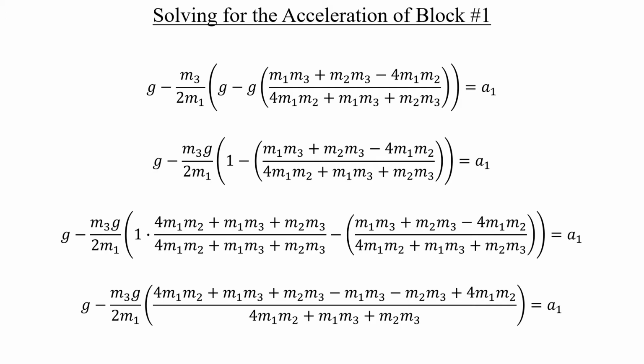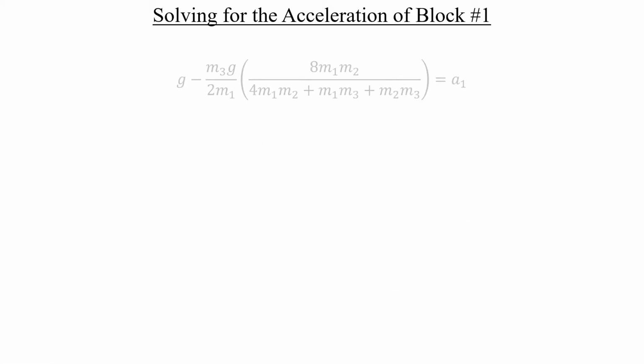Notice there is a positive and a negative version of m1, m3, positive here, negative here, as well as m2, m3, positive here, negative here. So when we combine like terms, those will cancel out, and we're left with adding the first term and the last term. That gives us a total of 8 times m1, m2 in the numerator.